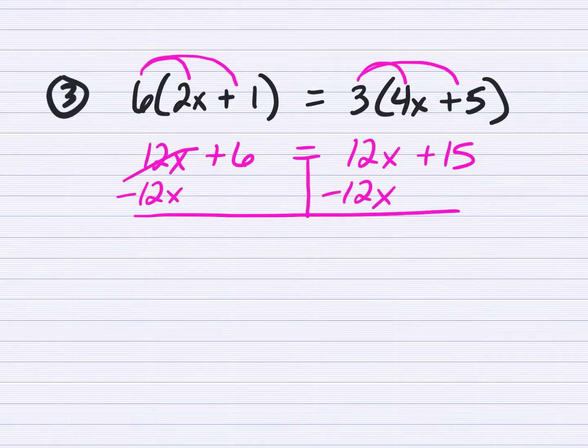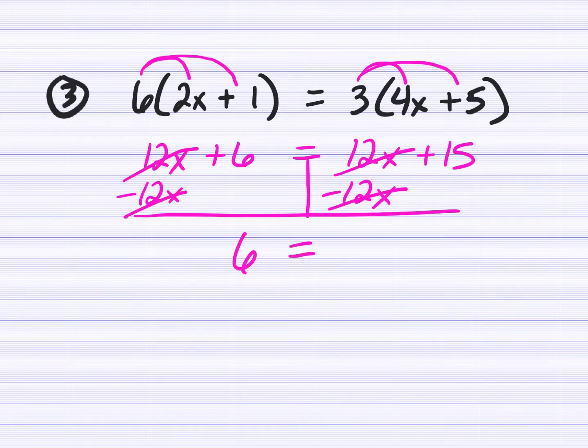On the left, positive 12x and negative 12x cancels. On the right, positive 12x and negative 12x cancels. So from here, if I write an x anywhere, I am considered wrong. They have all canceled out. There are no more x's. So I'm just going to bring down what's left. On the left-hand side, I have a positive 6.